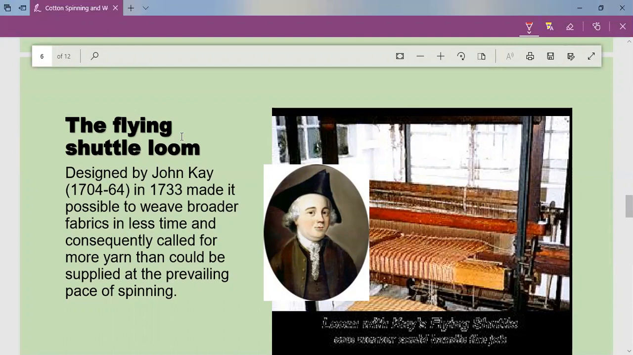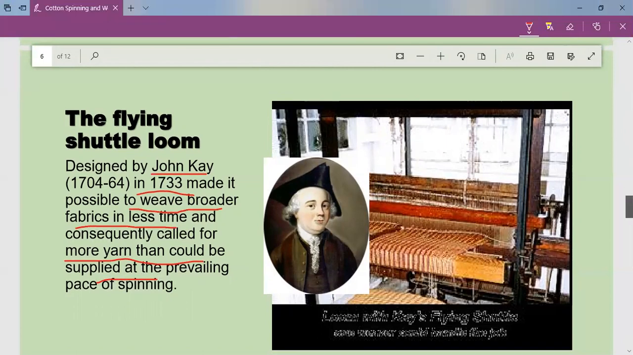First of all, the flying shuttle loom. It was designed by John Kay in 1733, and with the help of the flying shuttle, it became easy to weave broader fabrics in less time, and more yarn could be supplied in less time. So this is John Kay, and this is his flying shuttle.